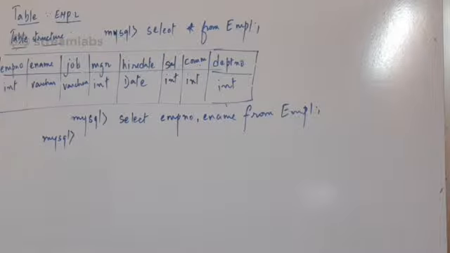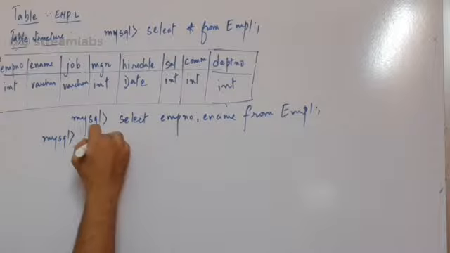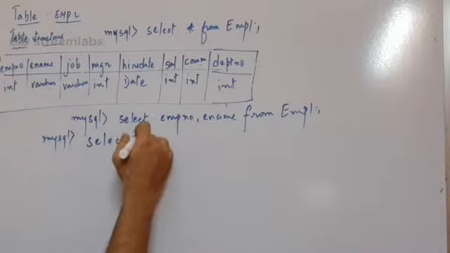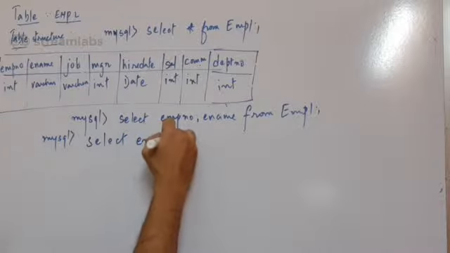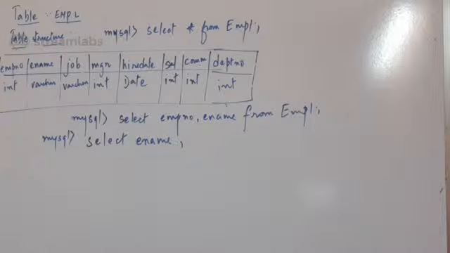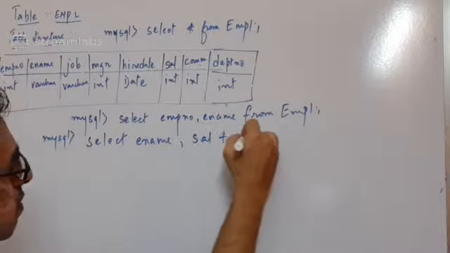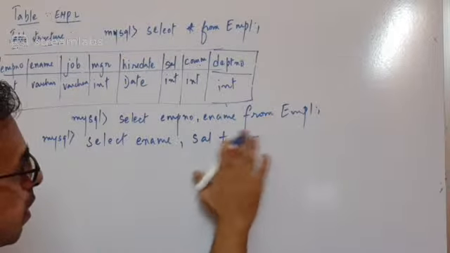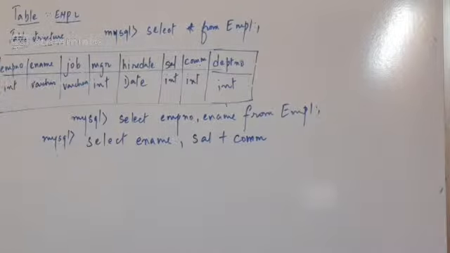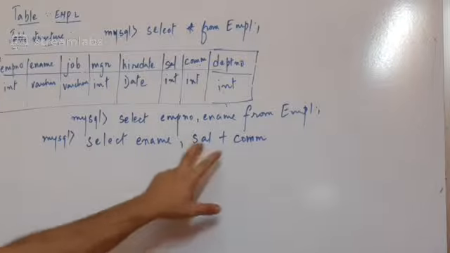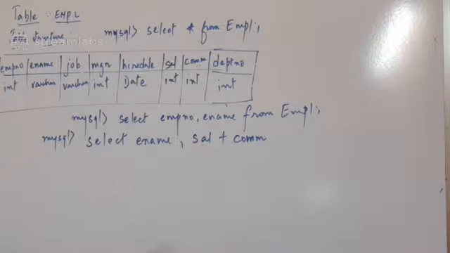So in this case, how will you proceed with it? Select, and after that you will write E name, comma, and then salary plus commission, so sal plus COMM. And if you want to display this addition of the two columns, and you want a different name for the newly added column, it should be coming.